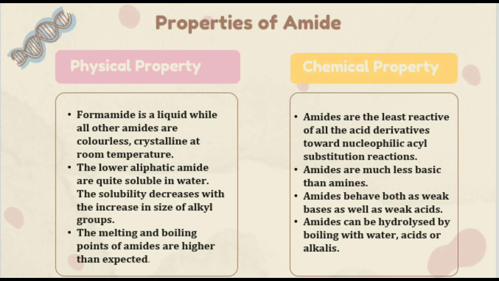In terms of the physical properties, formamide is a liquid while all other amides are colorless, crystalline solids at room temperature. The lower aliphatic amides are quite soluble in water. The solubility decreases with the increase in size of alkyl groups. The melting and boiling points of amides are higher than expected.